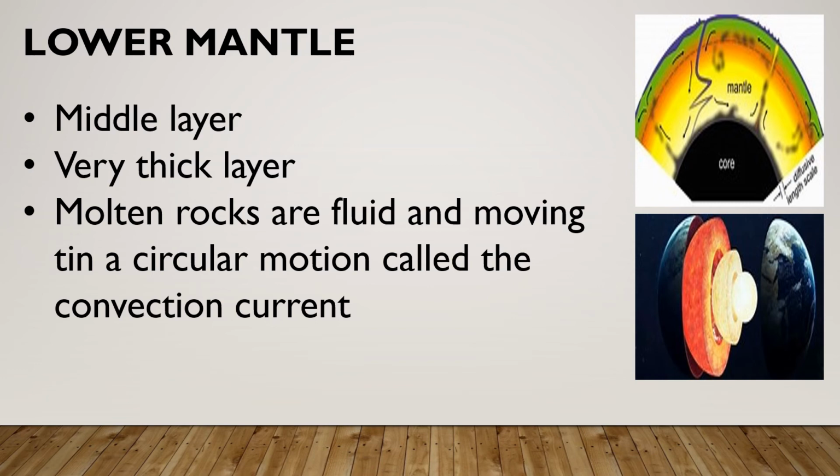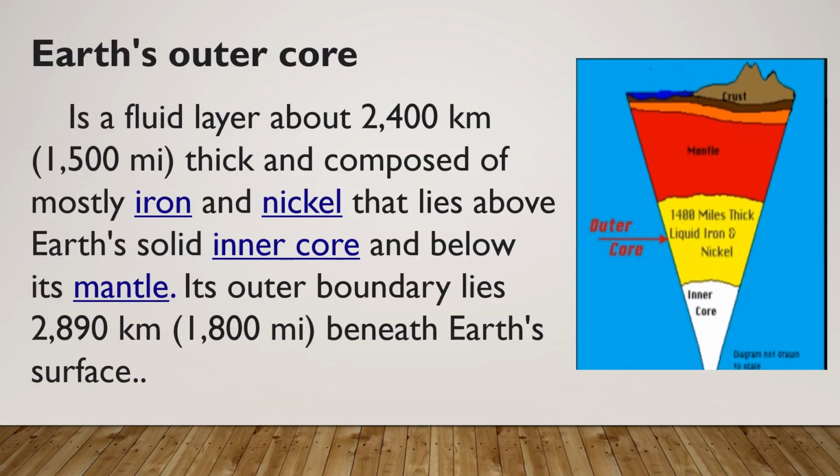So again, class, we are now in the lower mantle. It is described as a very thick layer, and molten rocks are fluid and moving in a circular motion. Let's proceed to the Earth's outer core. It is a fluid layer about 2,400 kilometers thick and composed of mostly iron and nickel that lies above the Earth's solid inner core and below its mantle.